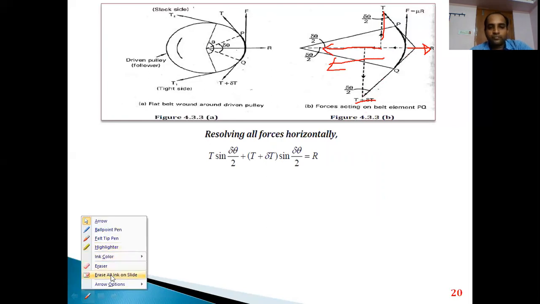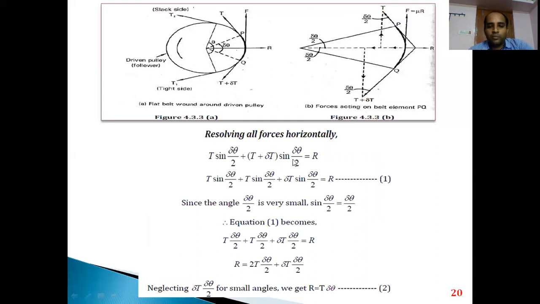That is, opening the brackets, T sine delta theta by 2 plus delta T into sine delta theta by 2. As the angle delta theta by 2 is very small, we can write sine delta theta by 2 as almost delta theta by 2 itself. So once we write it in this form, our equation 1 gets reduced to T of delta theta by 2 plus delta T into delta theta by 2 is equal to R.